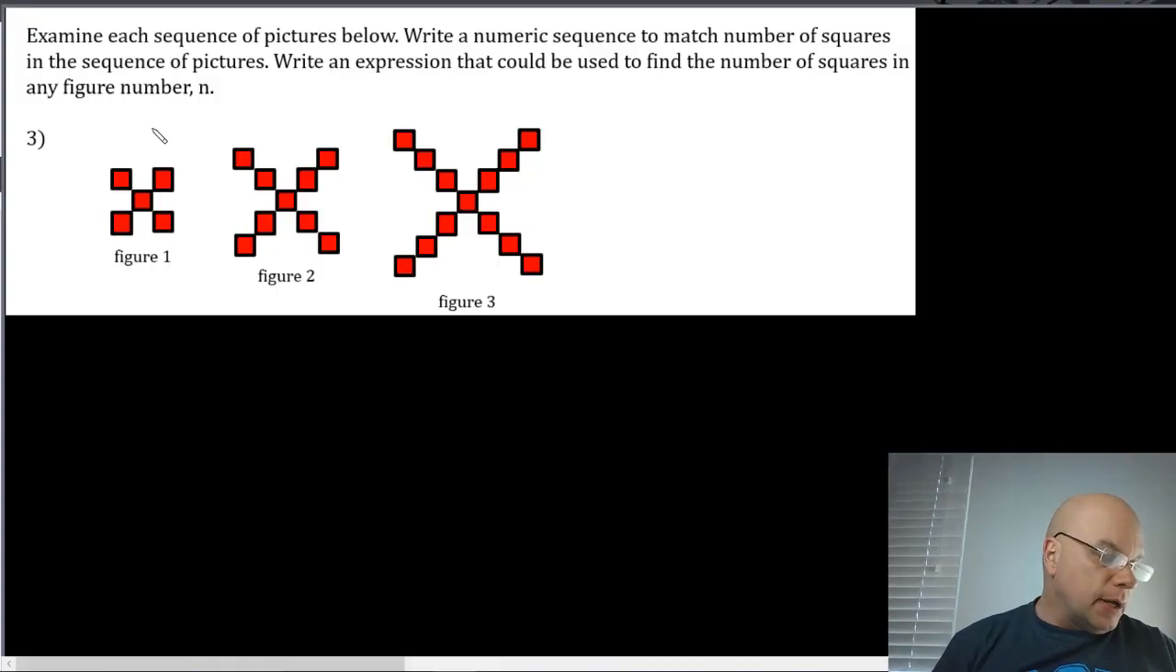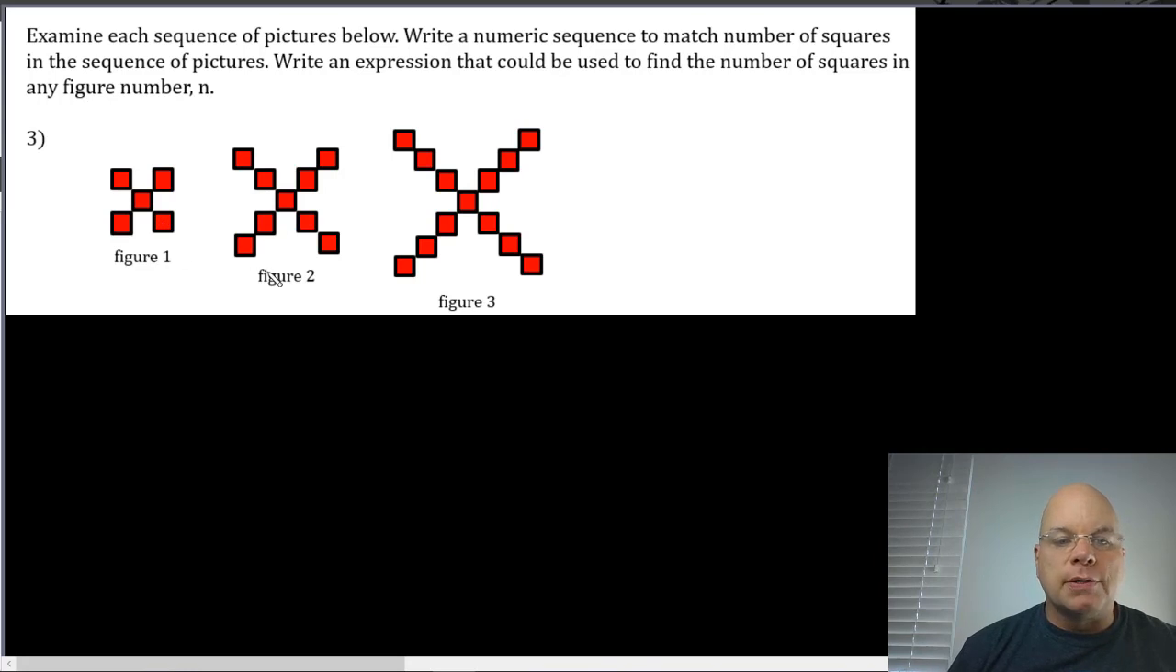The directions for problems 3 and 4 tell you to examine each sequence of pictures, write a numeric sequence to match the number of squares in the sequence of pictures, and then write an expression that could be used to find the number of squares in any figure number n.